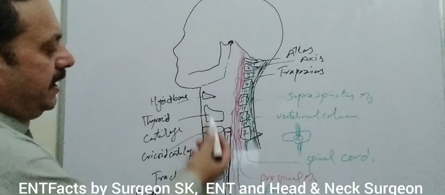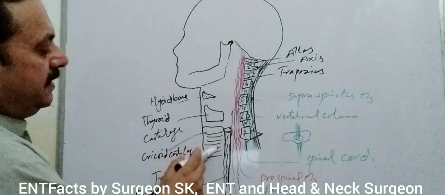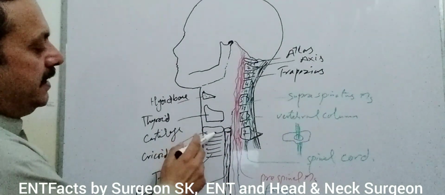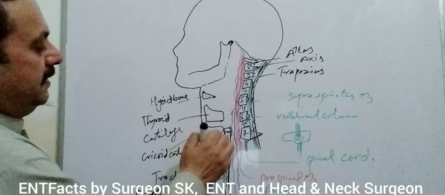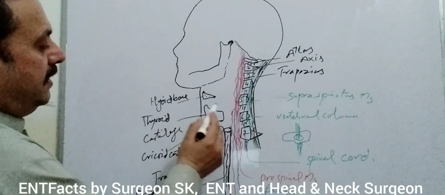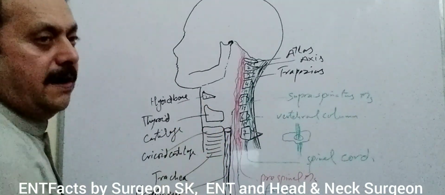Anterior to that is the airway. From below, this is the trachea, this is the cricoid cartilage, and this is the thyroid cartilage, and this is the hyoid bone.